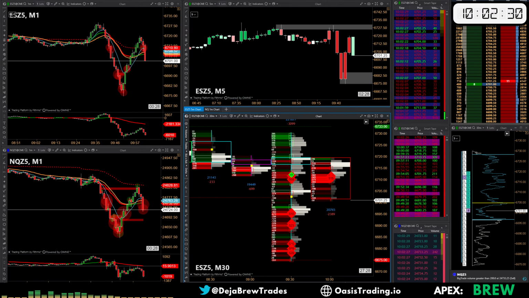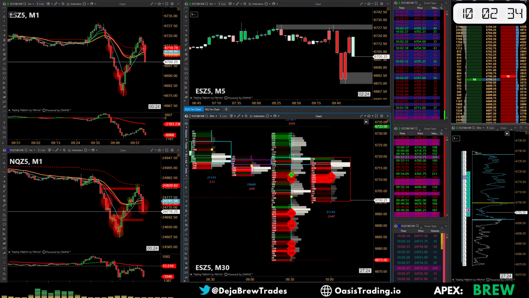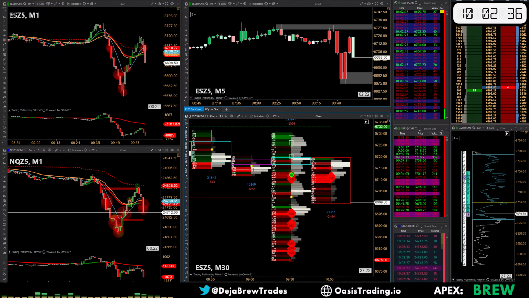More block trades coming in. Seems like it's the same person, the same entity, because they're all about the same size.